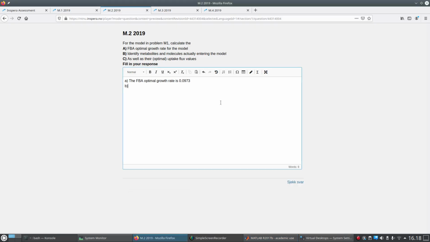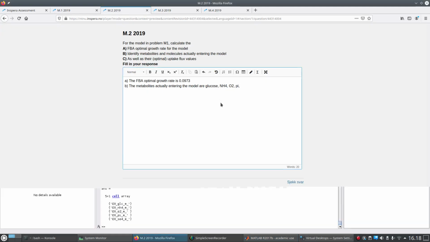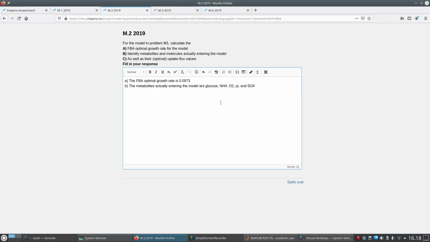So we can just say the metabolites actually entering the model are, so what did we say? Glucose, NH4, O2, PI, and SO4. Yeah, that's really all that we're being asked for, and then their optimal uptake flux values.